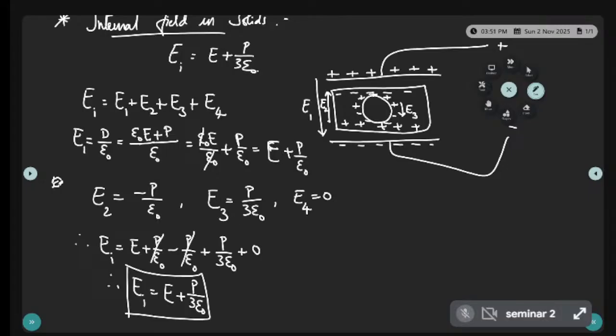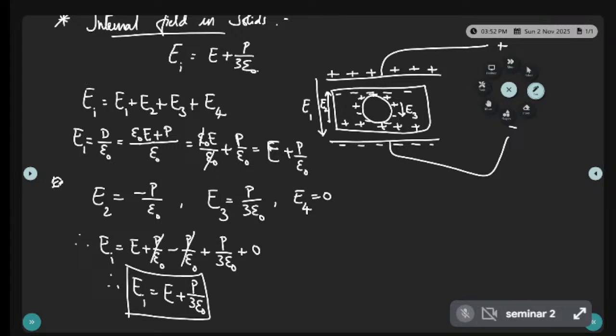It means that when you keep a solid in an electric field E, the field that is going to be seen in the solid is EI, which is equal to the applied field E plus P by 3 epsilon naught. An additional factor, P by 3 epsilon naught, is seen with respect to the applied field. Lorentz gave this, because we use this equation to derive one more concept after this.